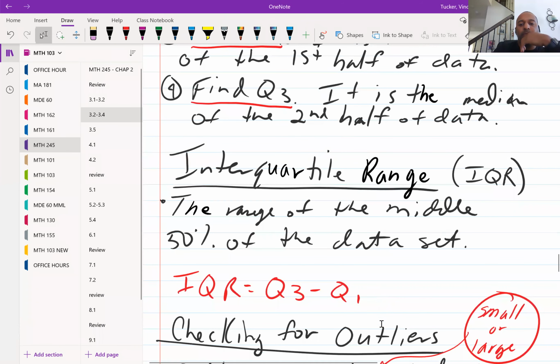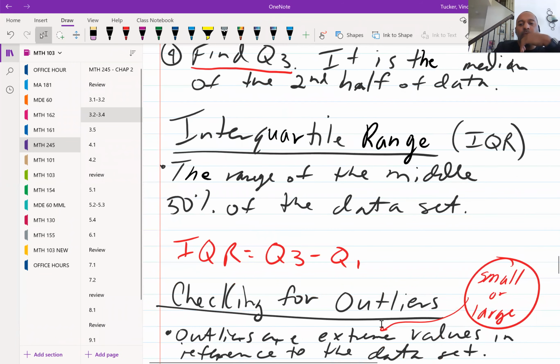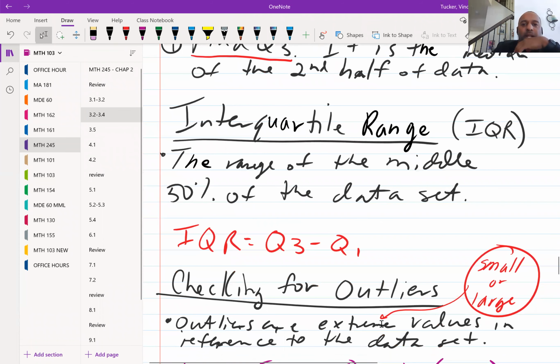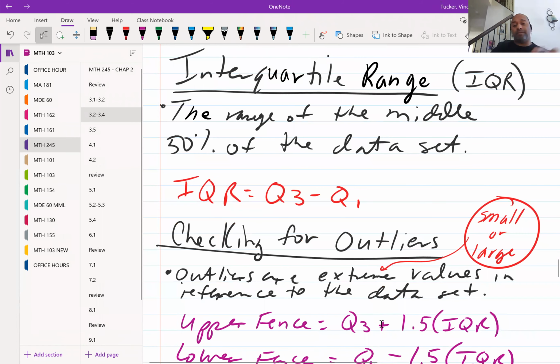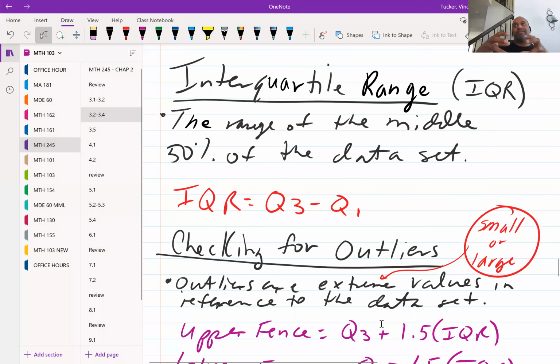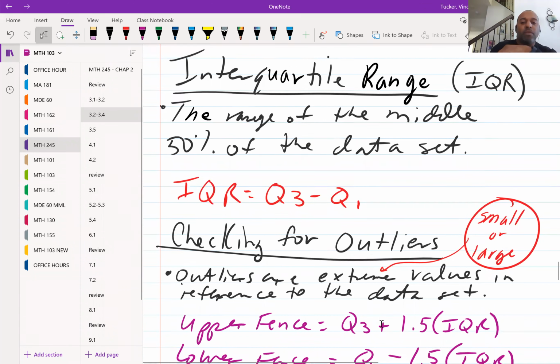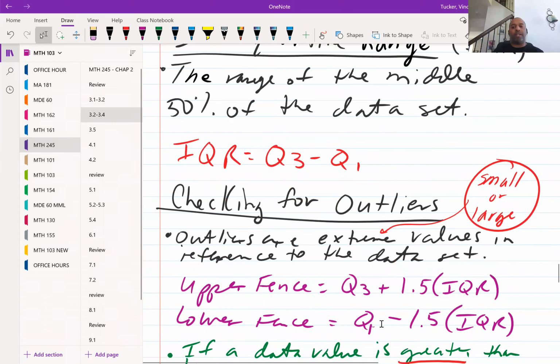All right, scroll up. Checking for outliers actually comes up in 3.5, but this set of directions and information is better when it's together. So I'm going to just go ahead and give it to you now. But checking for your outliers. So we talked about outliers before. They're very, very large or very, very small values in reference to your data set. So extreme values, whether it's very large or very small, in reference to your data set.